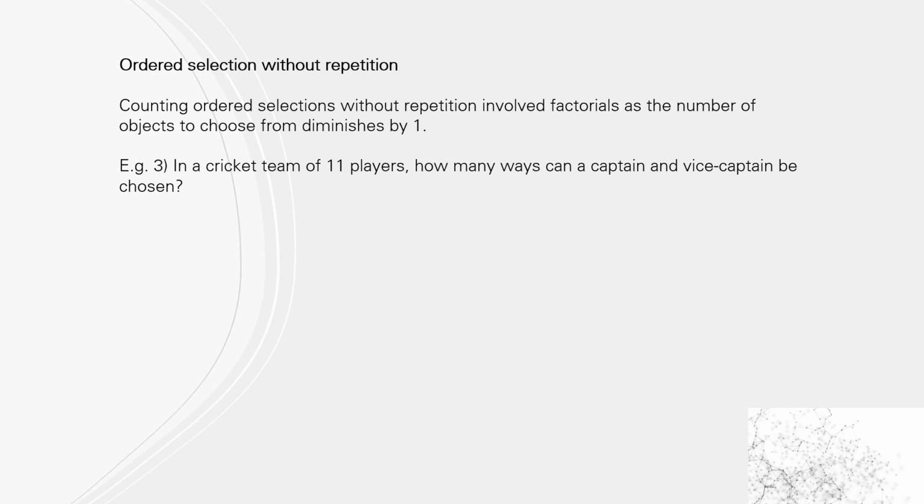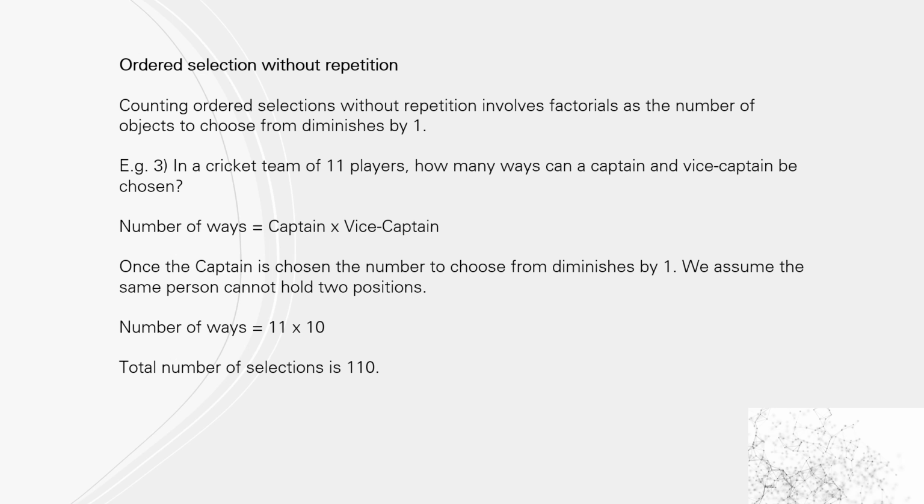In a cricket team of 11 players, how many ways can a captain and a vice-captain be chosen? The number of ways is the captain times the vice-captain. Once you've chosen your captain, the number to choose from diminishes by 1. You've got 11 players to choose from for captain, because we assume that the same person can't hold both positions. So that's 11 times 10.